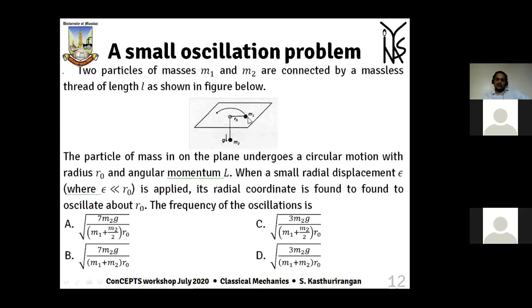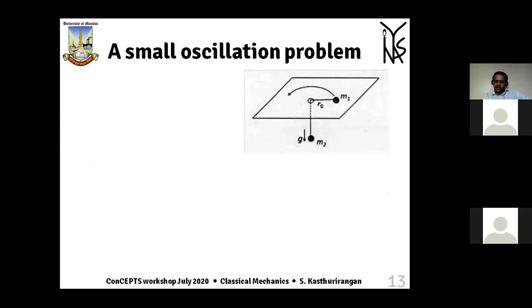And then what you do is you perturb this mass M1 slightly. As long as you don't perturb it too much, it will perform small oscillations around the circular path. This is what is given in the question. And what we obtain for the effective potential actually bears this out. But let me come to that part then.